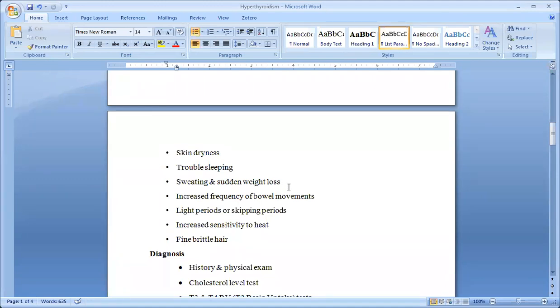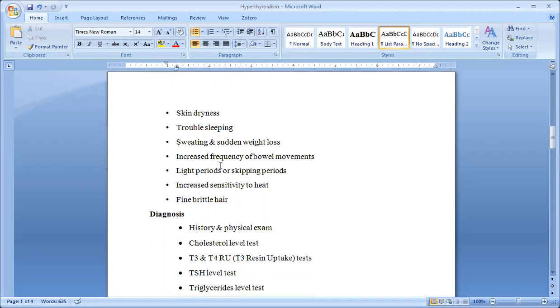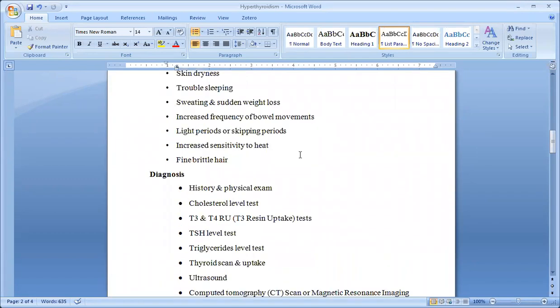Weight loss is there here, whereas in hypothyroidism, weight gain is there. Increased frequency of bowel movements, the frequency is increased to empty the bowel. Light periods or skipping periods in women. Increased sensitivity to heat, maybe sun or some other heat. Fine brittle hair, hair will become fine and brittle.